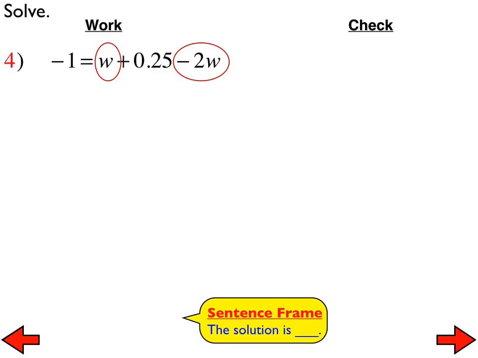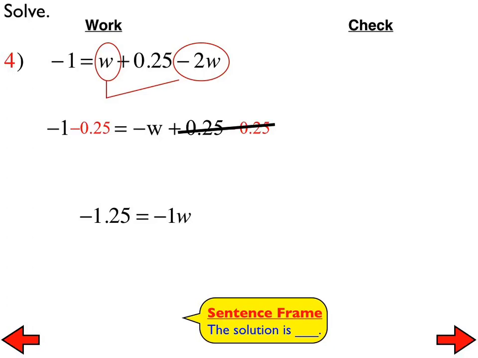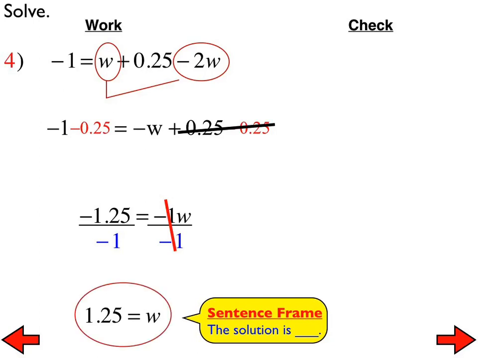So we've got a 1W there and a negative 2W. When you combine those like terms, you have negative 1W or negative W. So we have negative 1 equals negative W plus 0.5. Subtract 0.25 from both sides. On the left, we now have negative 1.25. On the right, we technically have negative 1W. Divide both sides by negative 1. And W is 1.25. So the solution is 1.25.